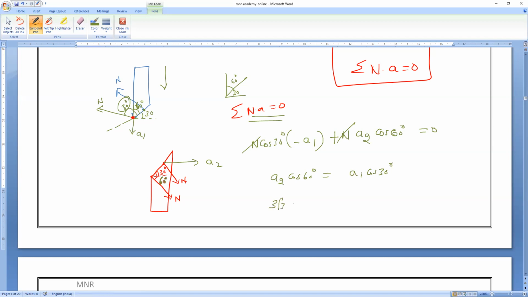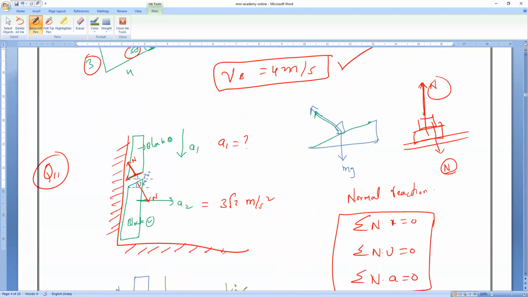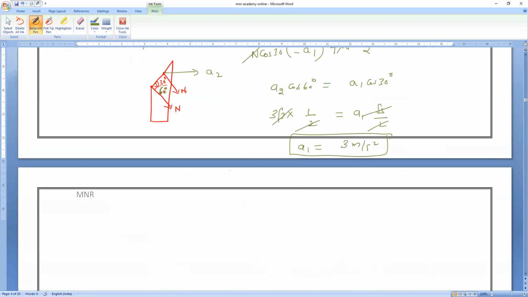The A2 value we all know, I have given 3 root 3. Cos 60 value is 1 by 2. A1 into cos 30 value, root 3 by 2. Root 3 will get cancelled. So A1 is equal to what? 3 meter per second square. That's all. Okay, all of you understand how to solve normal reactions? So A1 is 3 meter per second square.